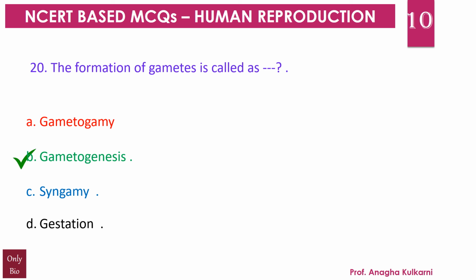Now the option A, that is gametogamy, is nothing but the union of the gametes. Syngamy is nothing but the same, that is fertilization. And gestation is the pregnancy period. So here the formation of gametes is called as gametogenesis.